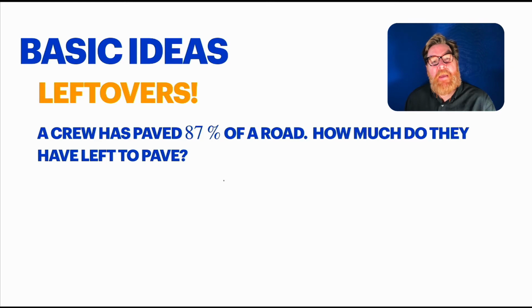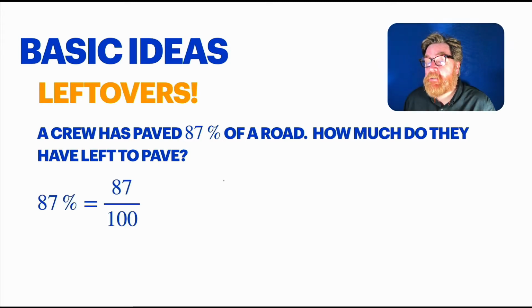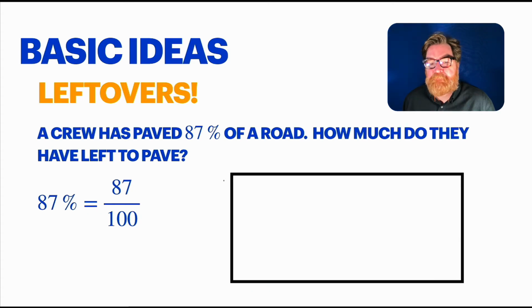Okay, here's another example. A crew has paved 87% of a road. How much do they have left to pave? Well, again, this is important now. We haven't said this in a little while. Remember, 87% is really just a way of saying 87 hundredths, right? Percent means hundredths. So, all right, we understand this. Here's a visual to help. Even if you're seeing it in the numbers, which is great, but just one more time with the visual. Here's the road. Okay, there's one whole road.